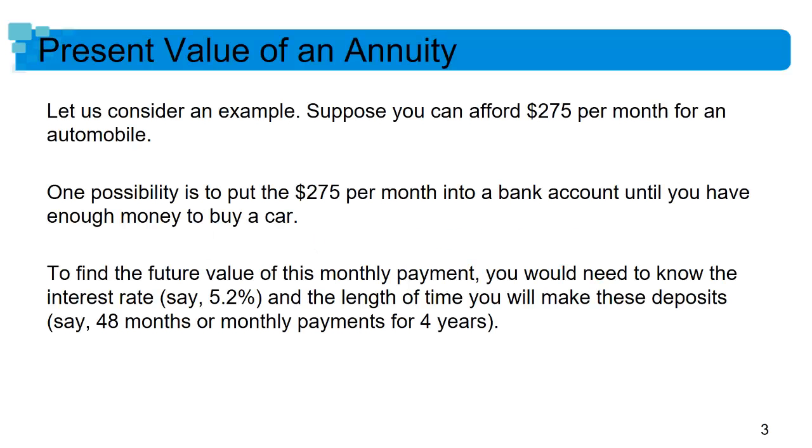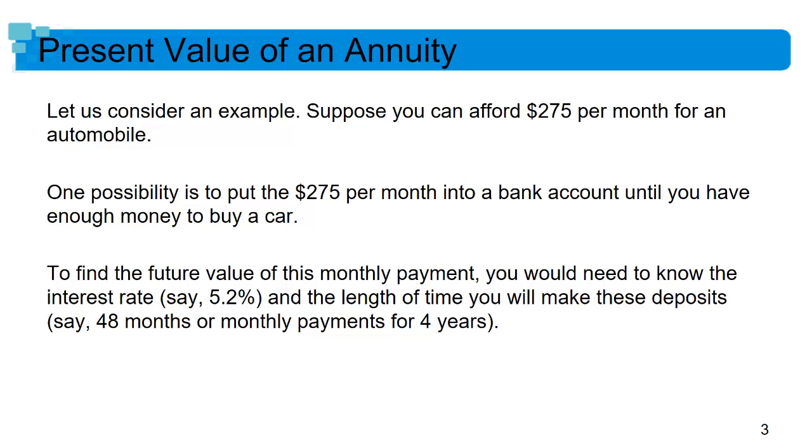So for this example, suppose you can afford to put $275 per month away for an automobile. Now, one possibility is to just put that $275 per month into a bank account until you have enough money to buy a car. However, a better way is to get something that's going to give you more interest than just a regular bank account. To find the future value of this monthly payment, you'll need to know the interest rate.